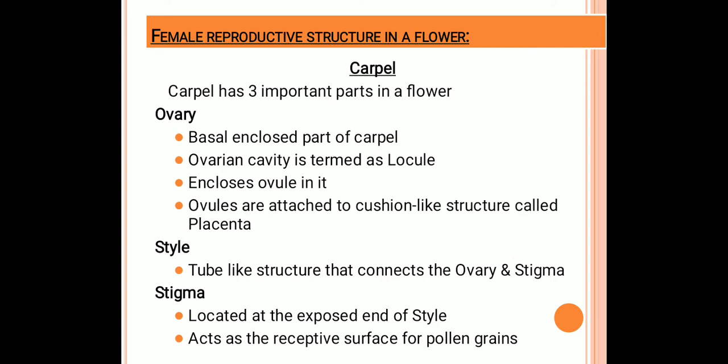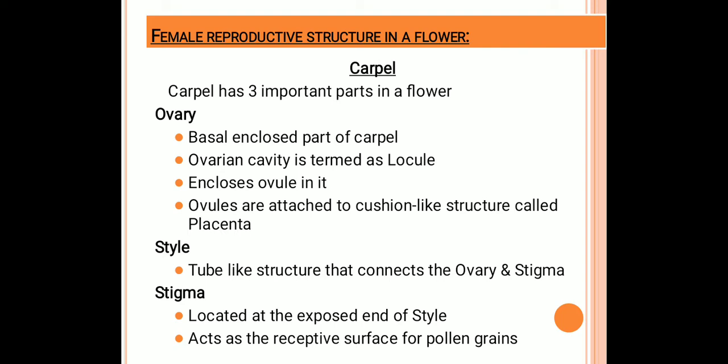The next one is the female reproductive structure in the flower. Gynoecium or carpel. Gynoecium or carpel is the innermost whorl of the flower, which lies in the center. The carpel has three important parts: one is the ovary, another is the style, and another is the stigma. It is the female reproductive part. This carpel is also known as the pistil.